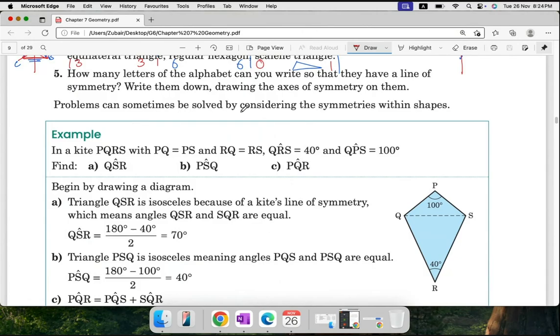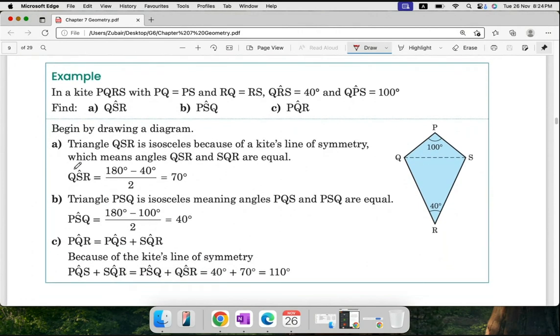Problems can sometimes be solved by considering the symmetry within the shape. Example, in a kite PQRS, PQ is equal to PS because we know the geometry and the symmetry. So PQ equals PS and RQ equals RS. Angle 40 is given and QBS is equal to 100. Find QSR. This is Q, that is S, and the bottom is R.